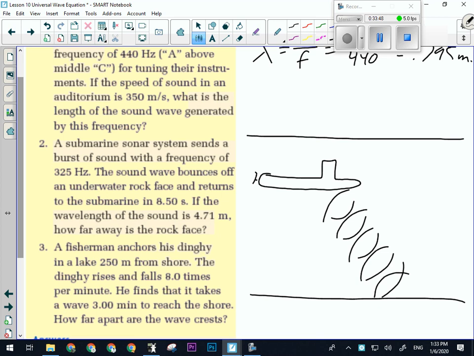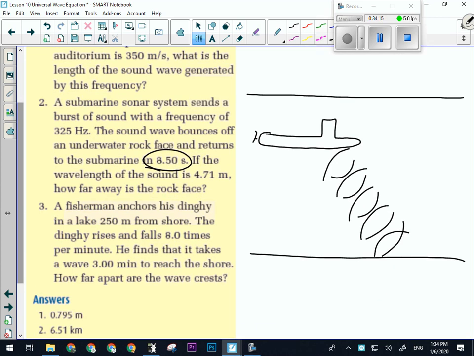How far do the waves travel? Twice the distance they're asking for. They want to know how far it is from the submarine to the bottom, but they tell you it takes 8.5 seconds for the sound to come back. How long does it take the sound to get there? Half that long. So you either calculate the total distance traveled and divide by 2, or divide the time by 2 and then calculate. We're trying to calculate this distance.